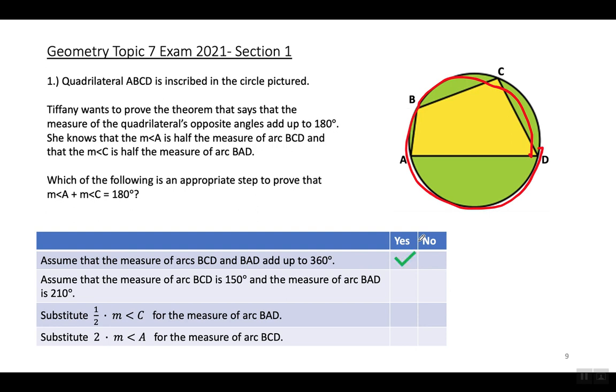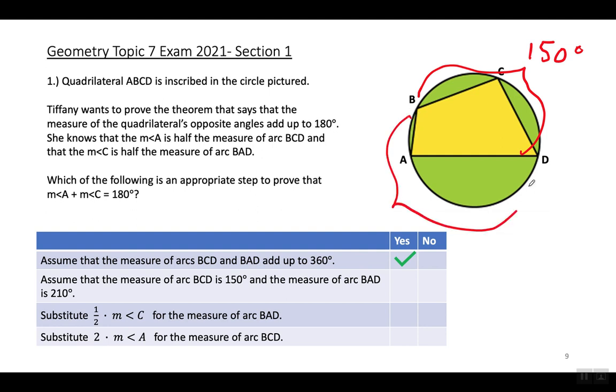Can we assume that the measure of arc BCD is 150 and the measure of arc BAD is 210? No, we can't assume that. We don't know how much. I mean, it's possible, but why would we assume that? They don't necessarily have to be those measurements. So no, you would not assume that.